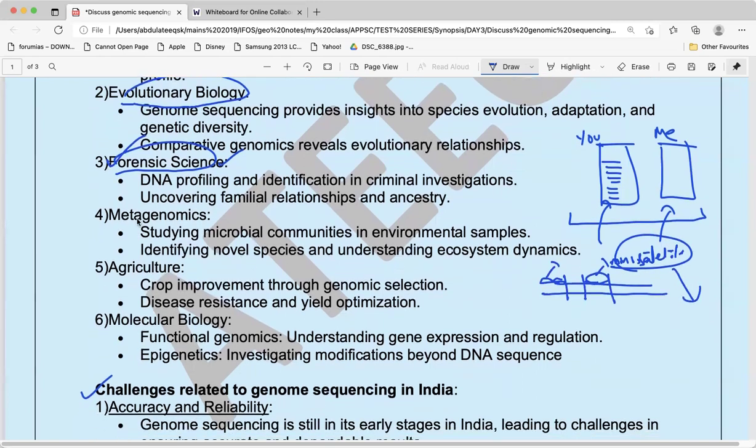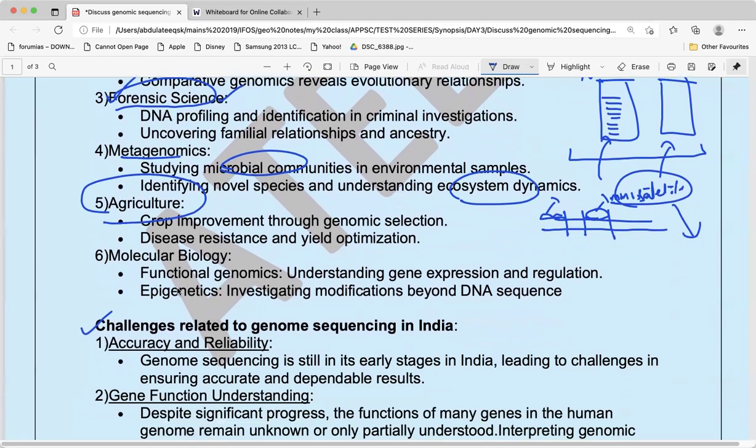In the same way, like I said, in metagenomics, studying the microbes also, not just human beings, microbes, various plants, species, ecosystems can also be studied. And then it can also be used in agriculture. And then in order to understand which gene has which kind of functionality, what happens if any modifications happen in that particular gene, all these things can also be done. These are the applications. So what are the challenges? We have to discuss these things.